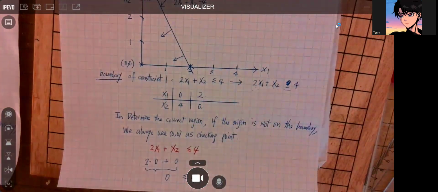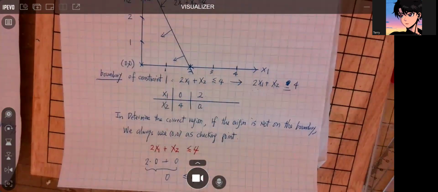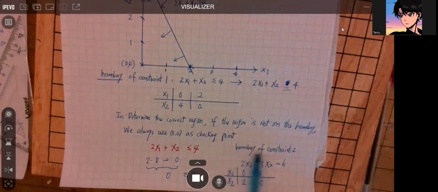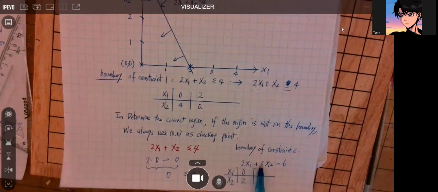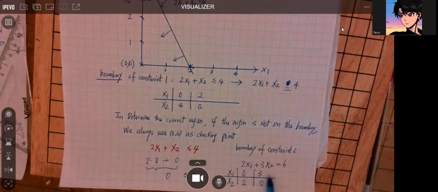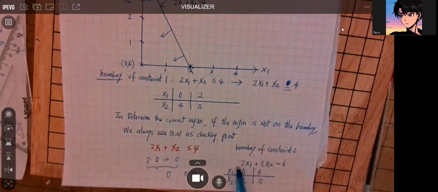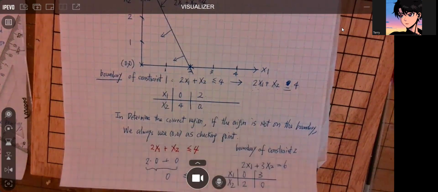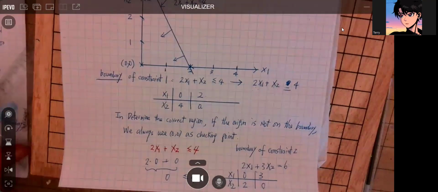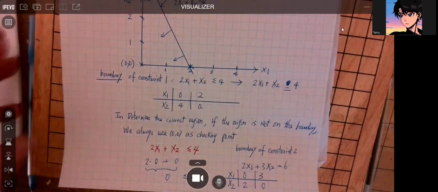And similarly, we can find the boundary of constraint 2, 2x1 plus 3x2 equal to 6. You first set x1 equal to 0. 2 times 0 is 0. 3 times 2 is 6. So x2 is 2. Similarly, when you set x2 equal to 0, x1 is 3. Okay? With these 2 points, we can determine the region we are looking for.